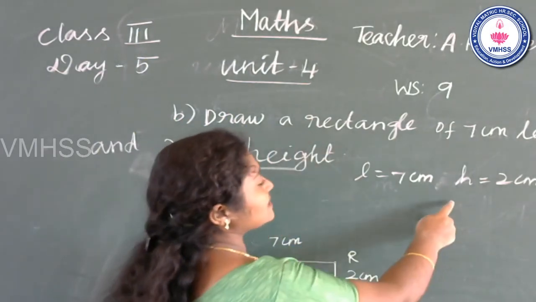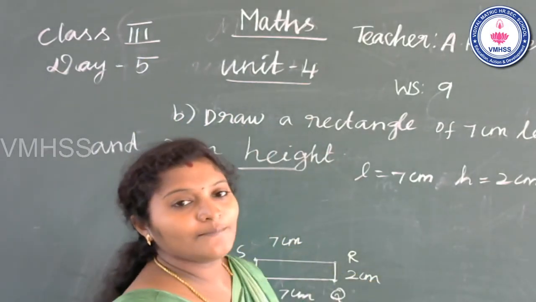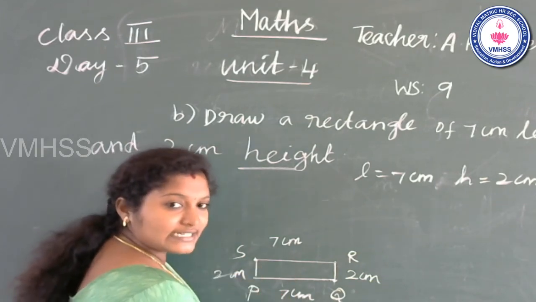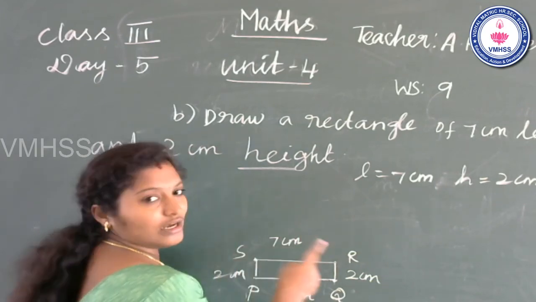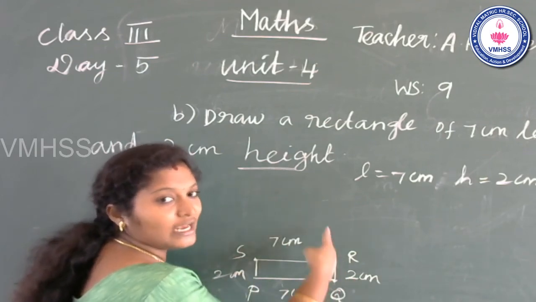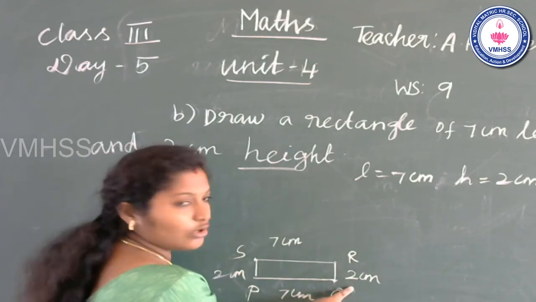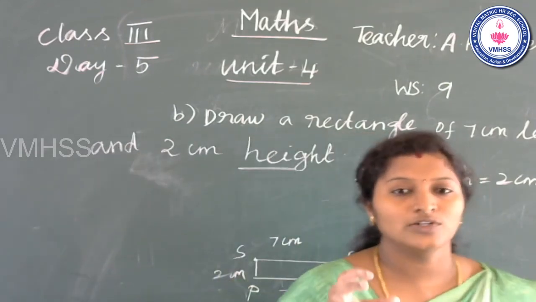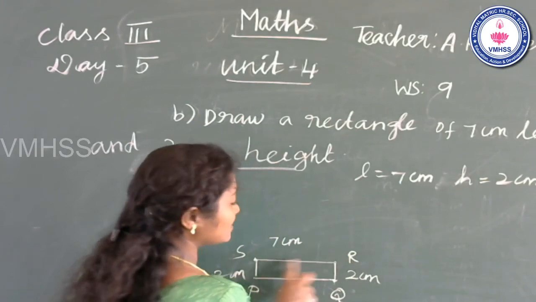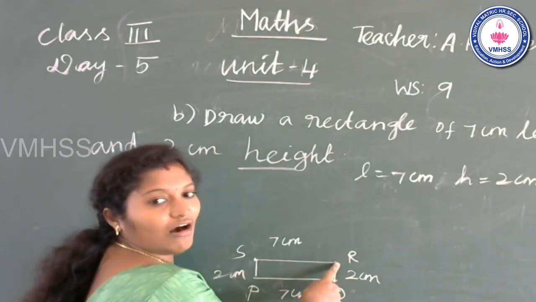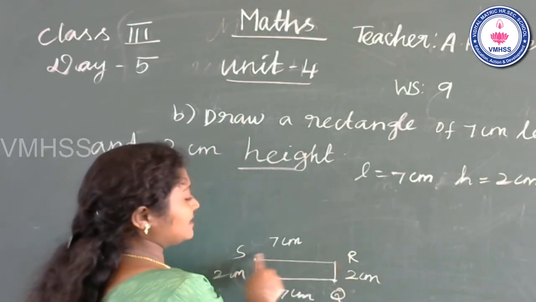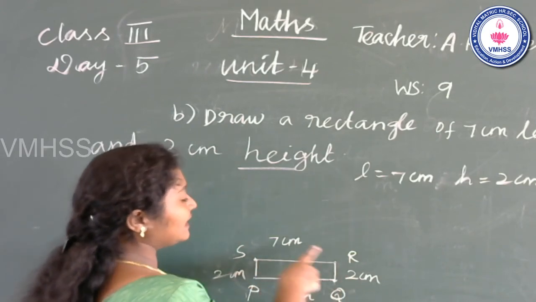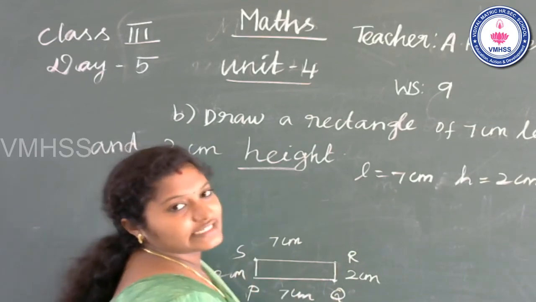This is the height of 2 centimeter. Draw a vertical line of 2 centimeter. What is the next step? Also draw the opposite side with 2 centimeter height. Last step, join your horizontal line at S and R. So height is equal to 2 centimeter and length is equal to 7 centimeter.